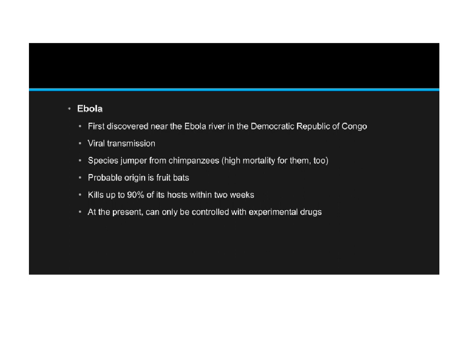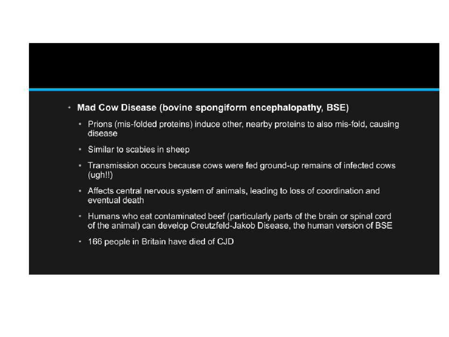So Ebola is very, very dangerous. It kills up to 90% of its hosts within 2 weeks. At present, Ebola can only be controlled with experimental drugs. We do not have a surefire treatment for it, which is why when there's an outbreak or an epidemic of Ebola, people are quarantined. And it's highly infectious.